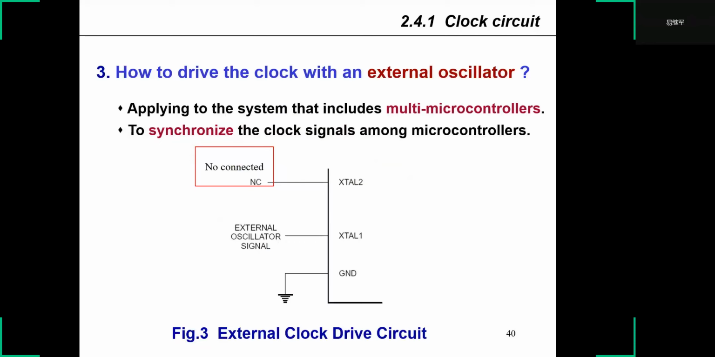How to drive the clock with an external oscillator? Applying to a system that includes multiple microcontrollers and synchronizes the clock signal among the microcontrollers. If we use many microcontrollers, we need to use an external oscillator to synchronize the signal.